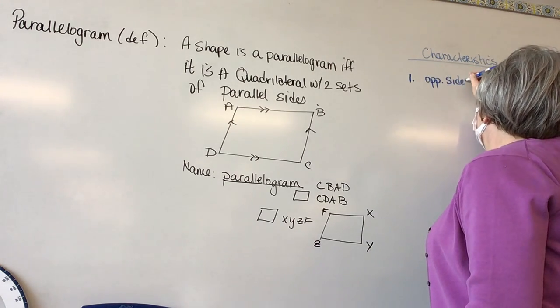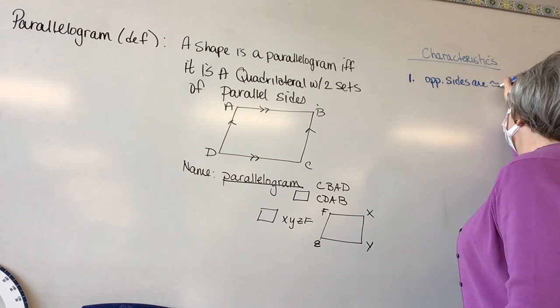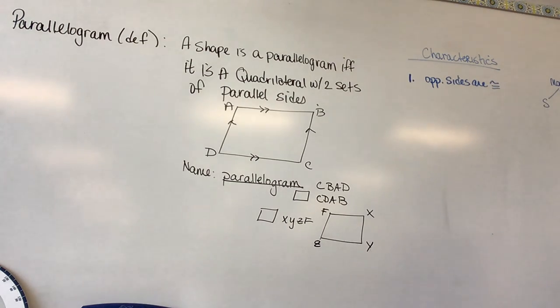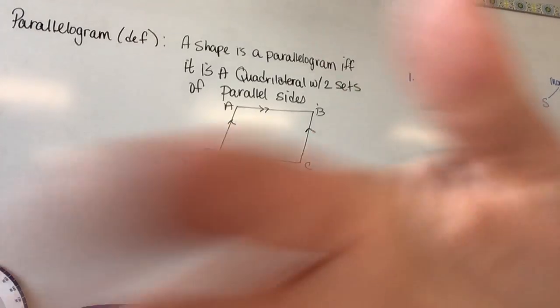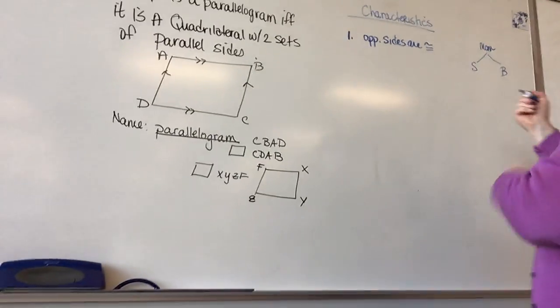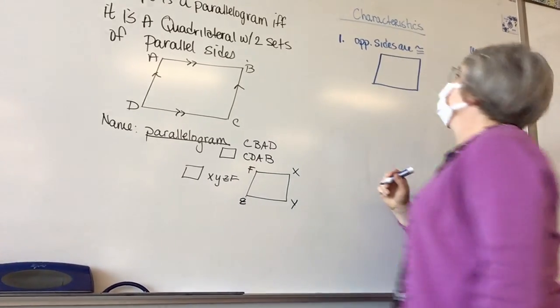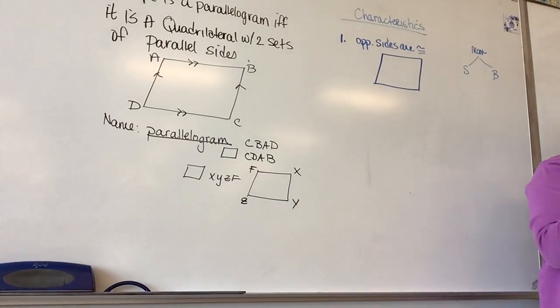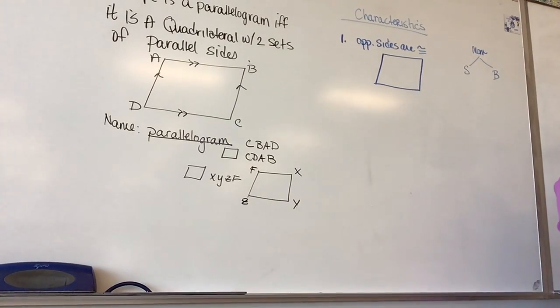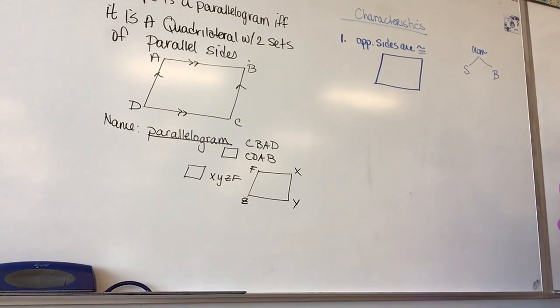Opposite sides are congruent. Opposite sides are congruent. Okay, so we draw a parallelogram. Ooh, how does that look? Does he look good for a parallelogram? No, why is he not a parallelogram? He's oblique, sorta, yeah, kinda, but he's missing.